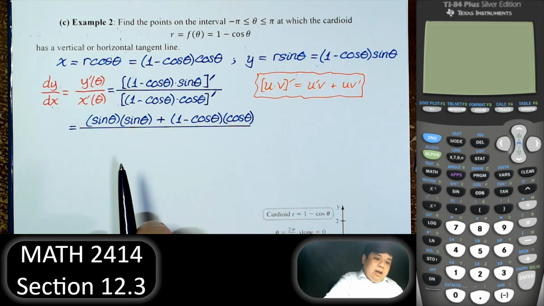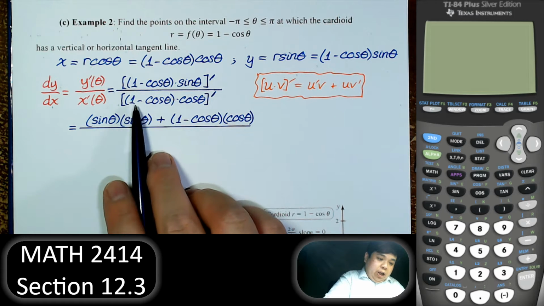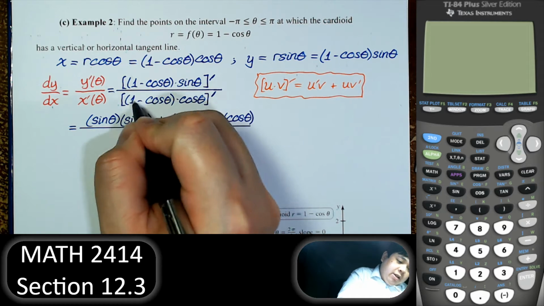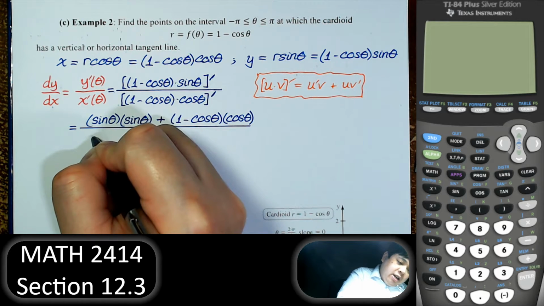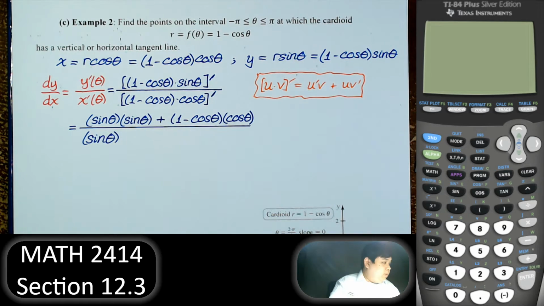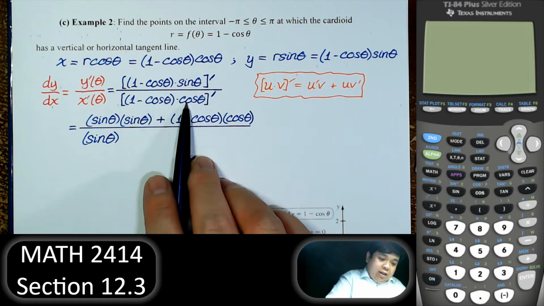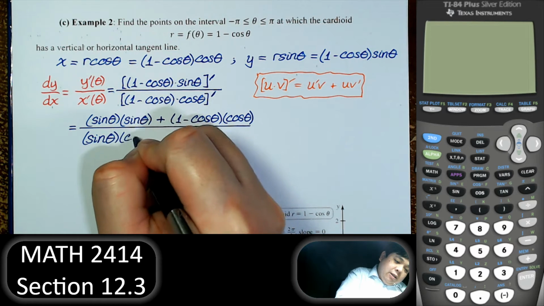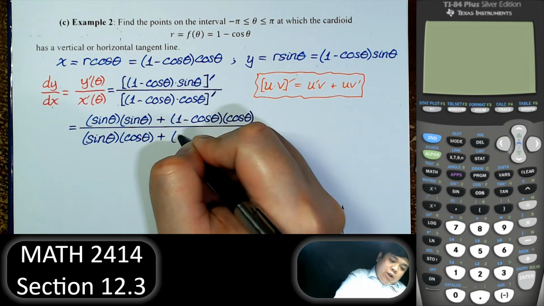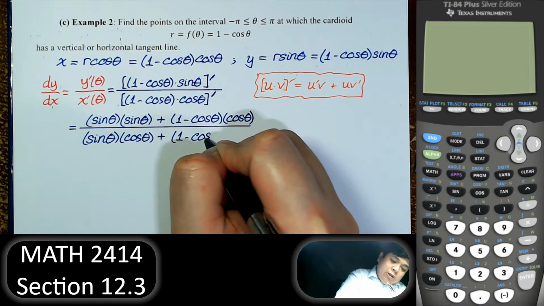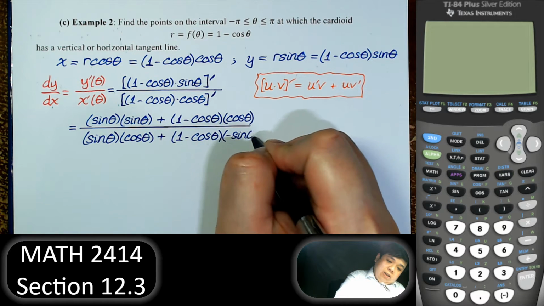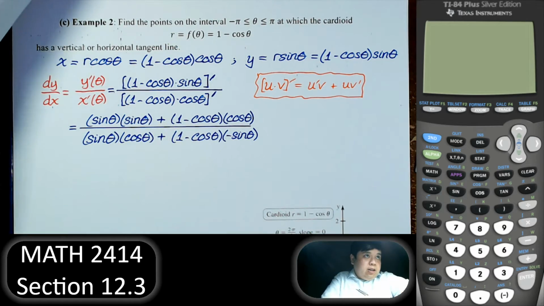Right. And then the bottom, u prime, derivative of this, once again, it's just sine theta. And then v, then plus u, derivative of cosine is negative sine. Right.